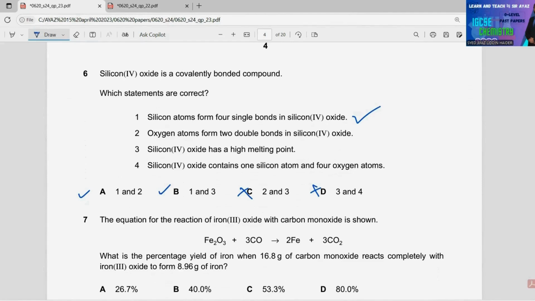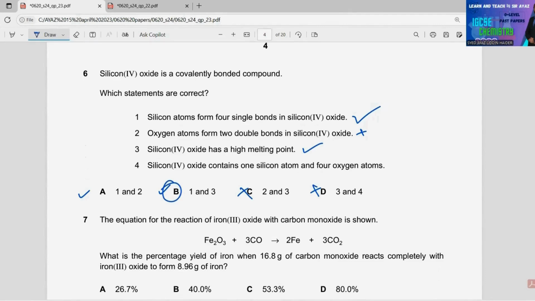Okay, let's see the second statement. Oxygen atoms form 2 double bonds in silicon(IV) oxide. This is incorrect. It does not form 2 double bonds. It forms single bonds with silicon. What about silicon(IV) oxide has a high melting point? This statement is also correct. So B must be the right answer.